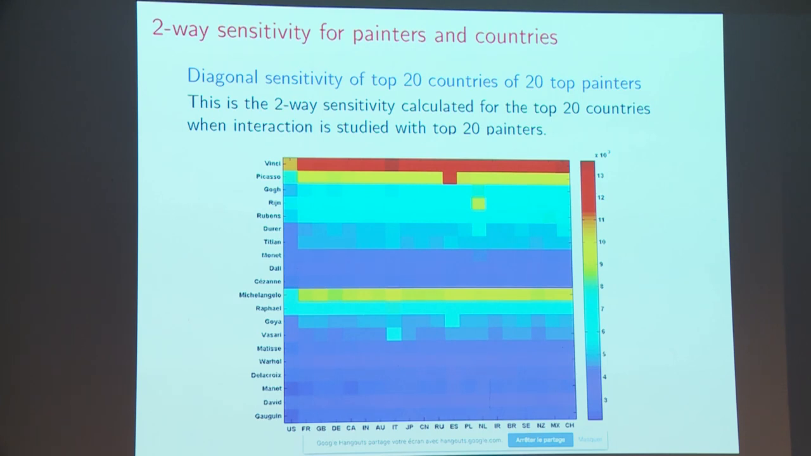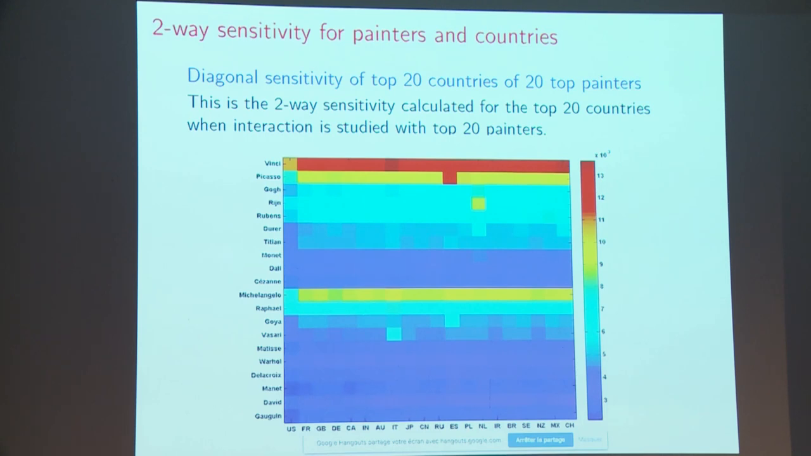And here, how can you read that? We have calculated the two-way sensitivity for the top 20 countries on the bottom when the interaction between this country and the painter on the left-hand side is modified. So how to interpret that is the following: for instance, France is mostly impacted by Vinci, if there is a link between Vinci and France that is being changed.